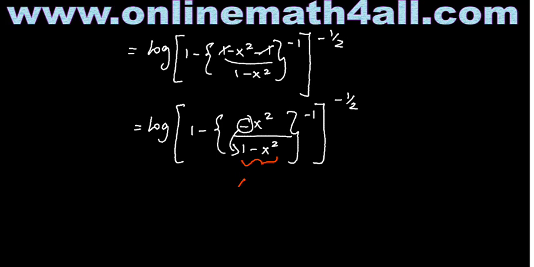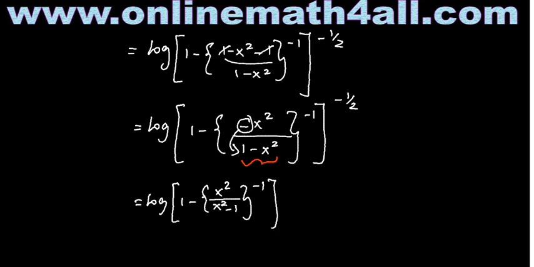Okay, I am going to proceed to the next step. So log 1 negative x square over x square negative 1 to the power negative 1, whole to the power negative 1 over 2. So here the students may have a question. Here we have 1 negative x square, and x square negative 1, because the negative sign at the numerator has been applied to the denominator.